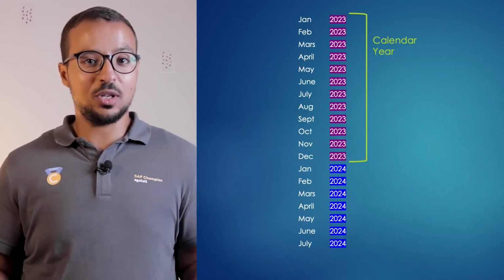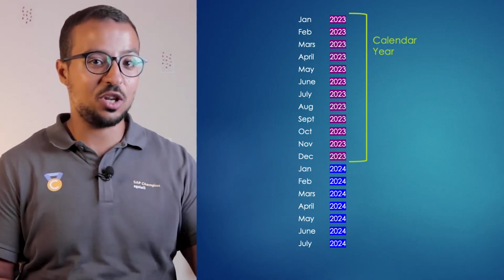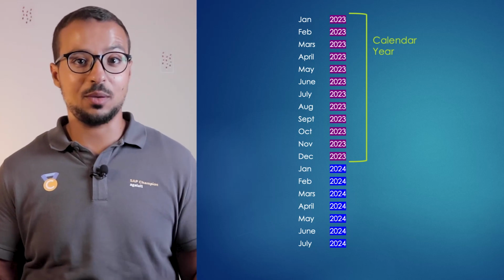It means an accounting year or a financial year. And this can be completely different from the calendar year. This is very important. So for example, a calendar year is what we use in our calendars. It starts from 1st of January until 31st of December.